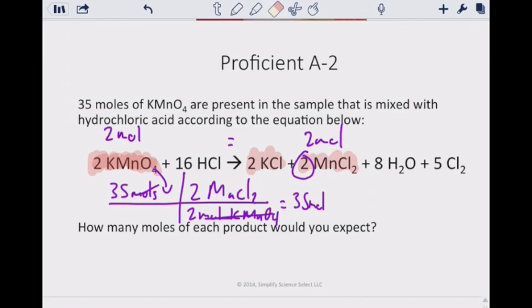And then we can look at it. What's the ratio between potassium permanganate here and let's say water? Well, it's a 2:8 ratio. So for every 2 moles of potassium permanganate, we have 8 moles of water. Okay, we work this one out, we'll get a little bit bigger number. So we multiply by 8, divide by 2, and we'll get a number right around 140 moles.